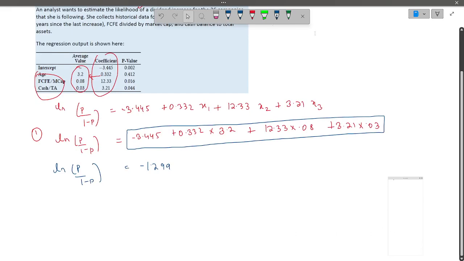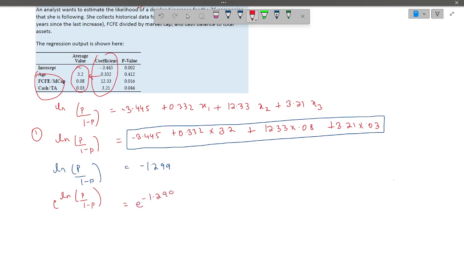How to convert this into a probability? What you do is you raise both sides to the power e. You multiply both sides and raise them by the power e. Now e to the power natural log of p by 1 minus p is nothing but p by 1 minus p. Calculate e to the power minus 1.299, how much is it?